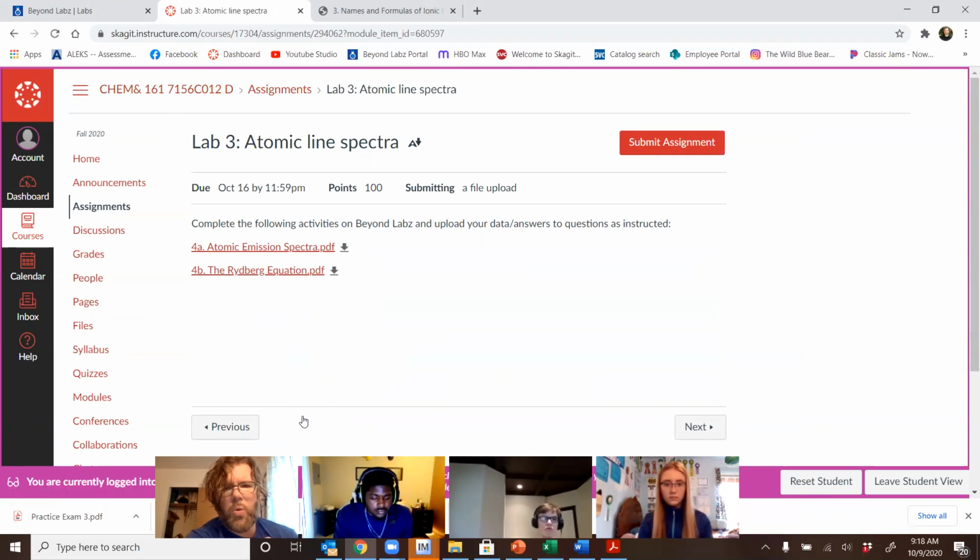Okay, so we're going to do 2 different experiments in Beyond Labs for this week. They're pretty short experiments, and they both have to do with atomic line spectra. Atomic emission is the same thing. So what do atoms emit when we excite them? They emit light at specific wavelengths. That's where we get that atomic line spectrum from.